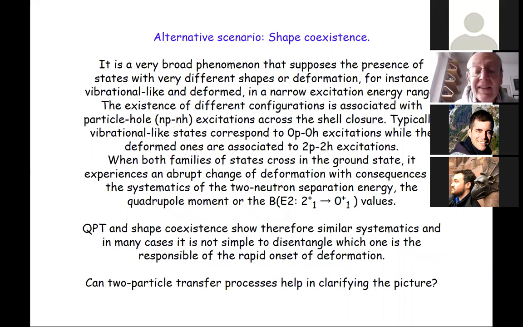This is not the only scenario that I can choose. In the scenario that I've described so far, I have a unique system that changes its shape, so it was altogether spherical and becoming altogether deformed. But I have another possibility, another scenario, the one of shape coexistence, with the idea that I can suppose that in the same system there is the presence of states with different shapes of deformation. For example, in the same system, in a narrow excitation energy range, I have a spherical system, but also a deformed one.